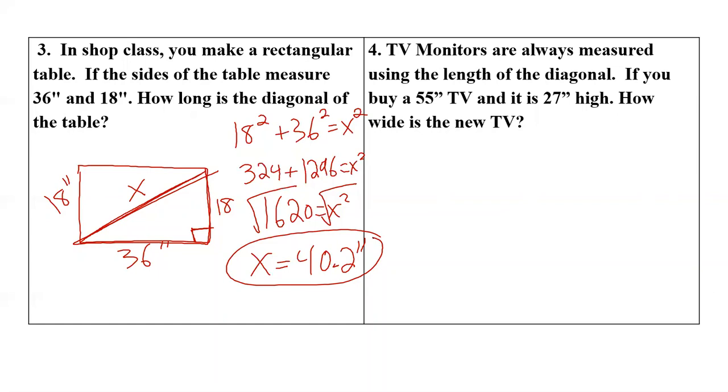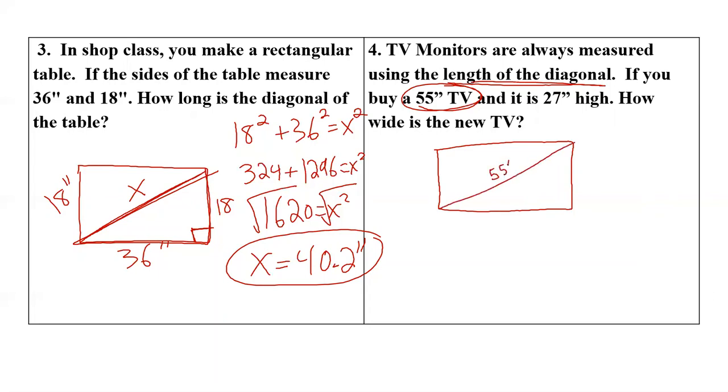All right, number 4. TV monitors are always measured using the length of the diagonal. Right, so we're going to assume our TV is a rectangular TV. You are buying a 55-inch TV. So that says the length of the diagonal is 55 because that's how they're sold. Okay. It is 27 inches high. How wide is the new TV? So again, here is my right angle, my 27, and my X. Make that right angle.